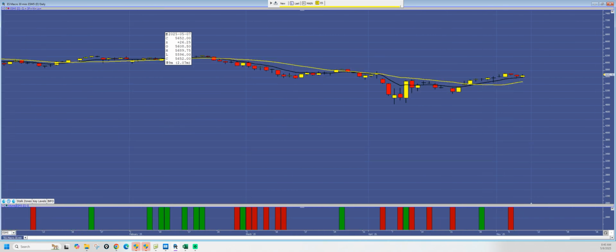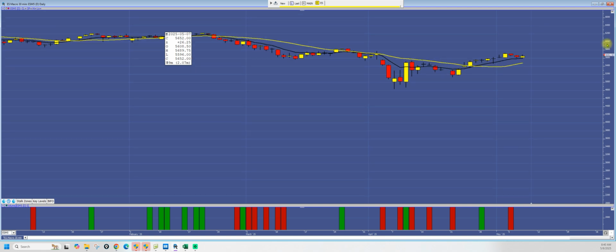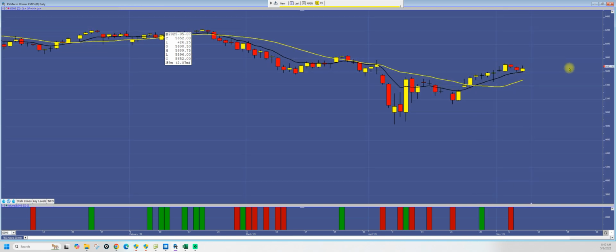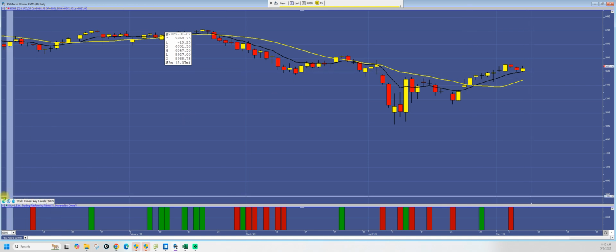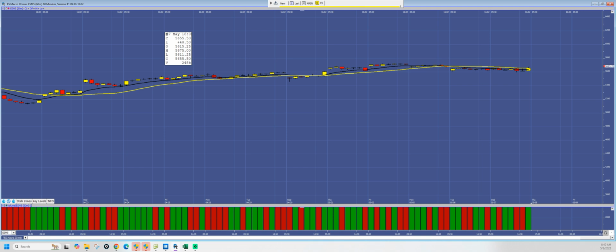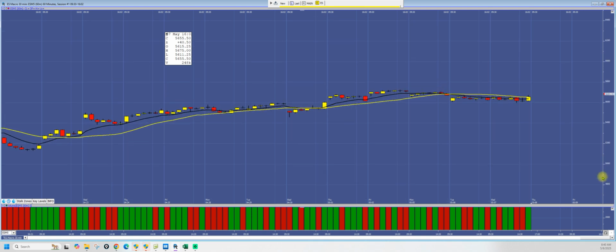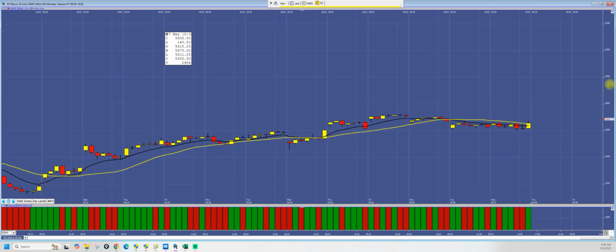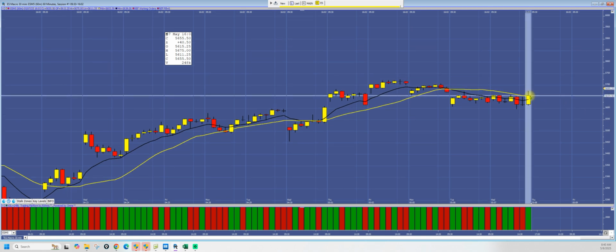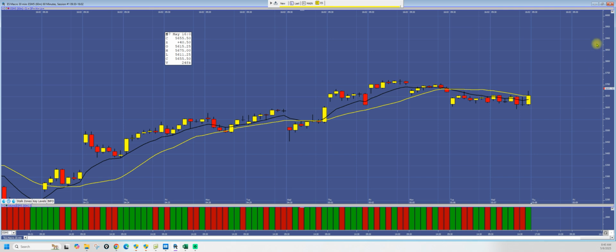Going on a daily, you can see we are now starting to see some slope and separation, and price is above the 9 and the 20. Going into the intraday, you can see more basically sideways choppy action. We're challenging above the 9 and the 20 right now, but no clear indication.